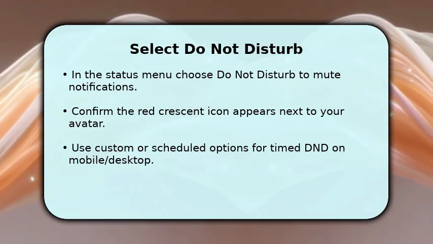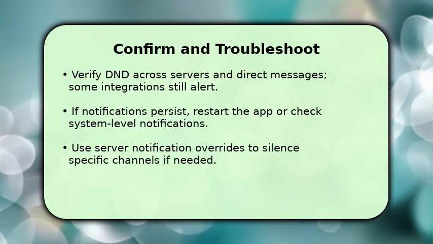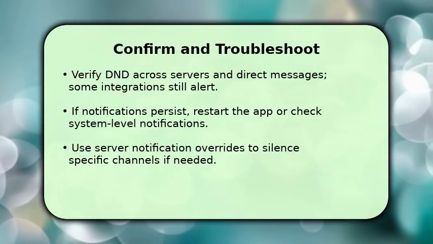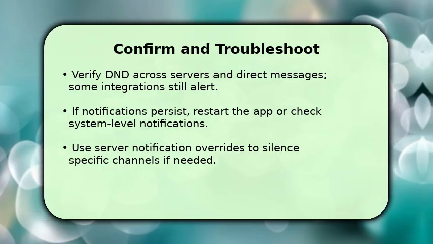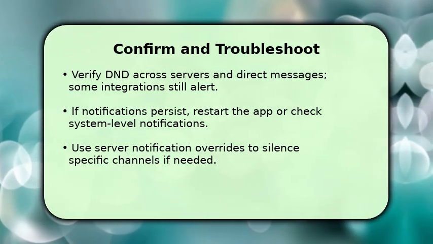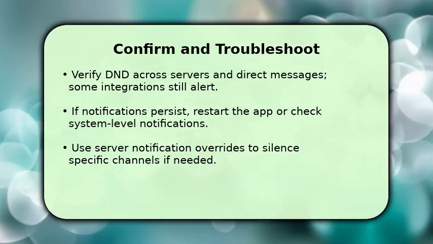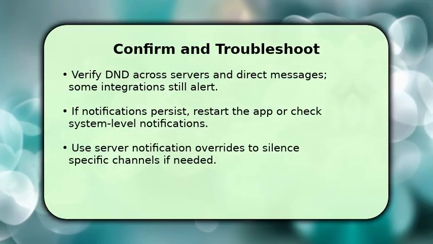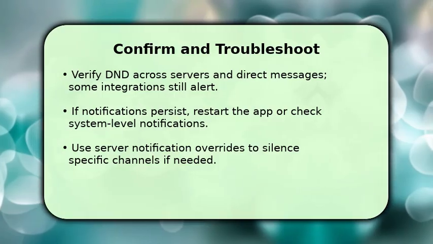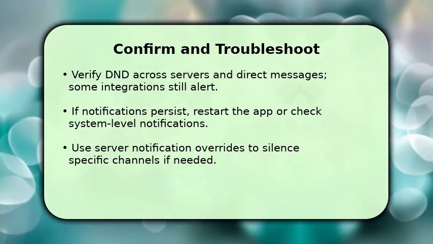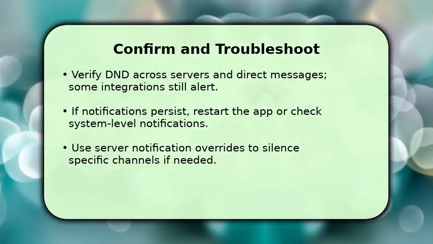Finish by confirming DND is active everywhere. Look for the red icon on your profile and test by sending a DM from another account if possible. If notifications keep coming, restart Discord and check your device's system notification settings, since OS-level alerts can bypass app statuses. Make sure server or channel notification overrides aren't forcing alerts. Adjust those settings per server if needed. If problems continue, log out and back in, or reinstall the app to clear persistent state issues.